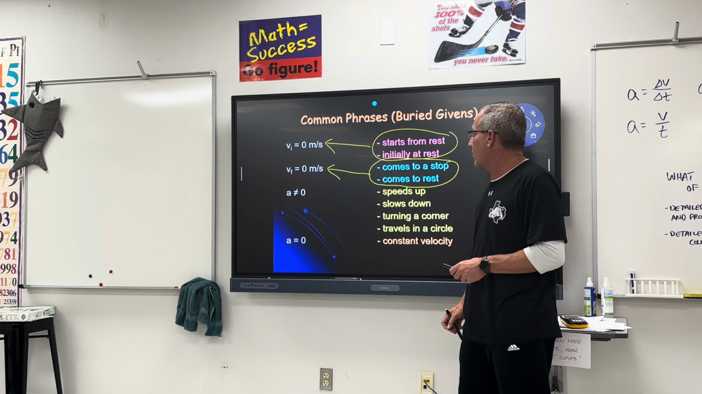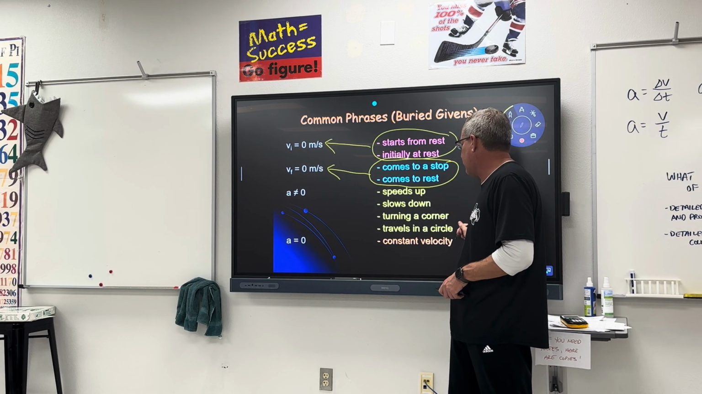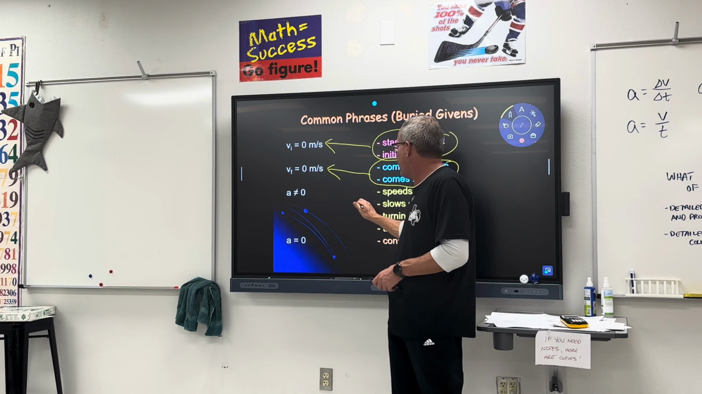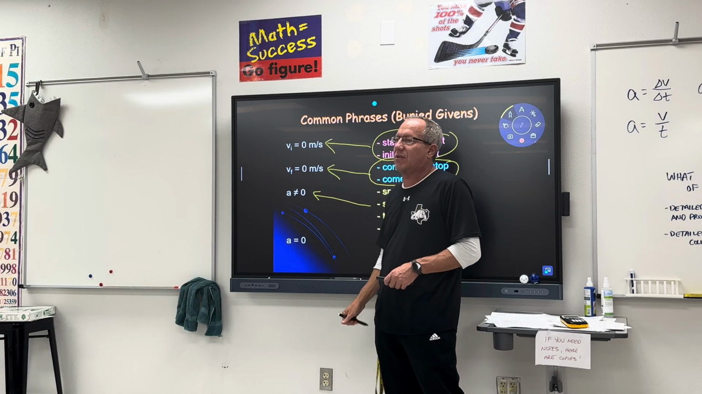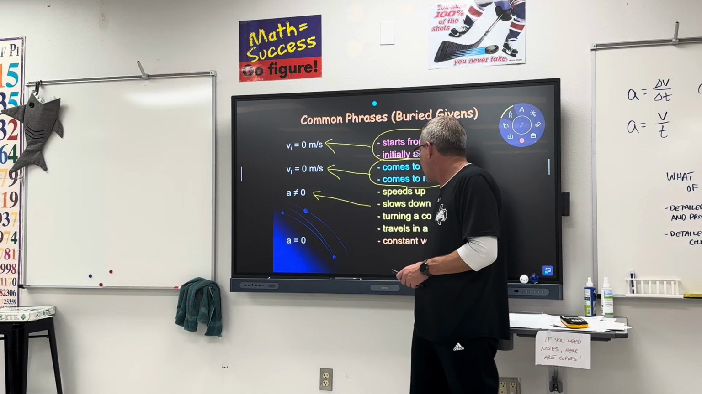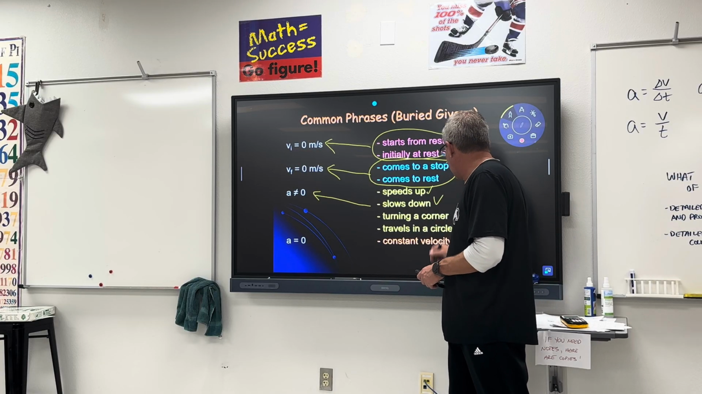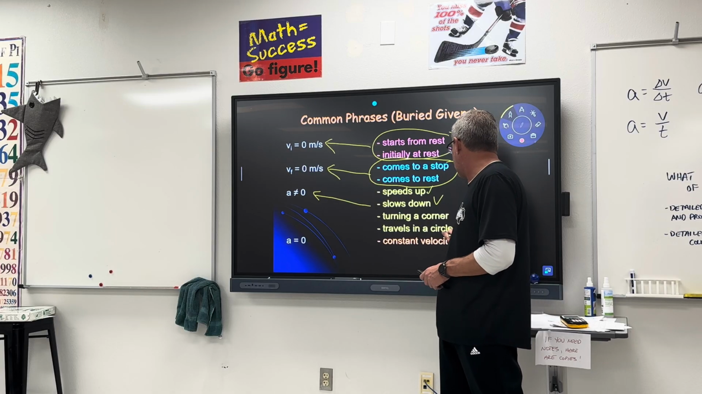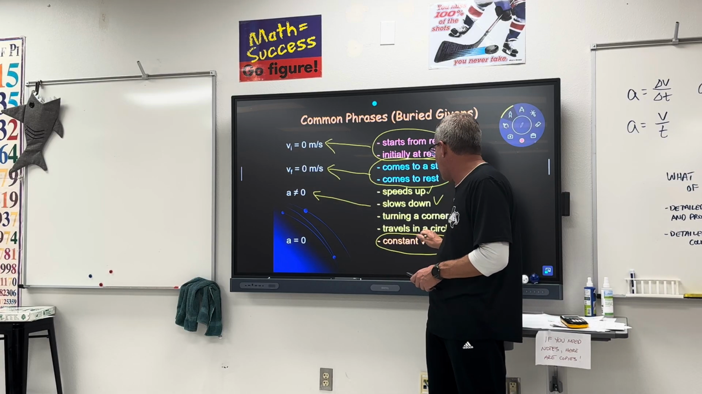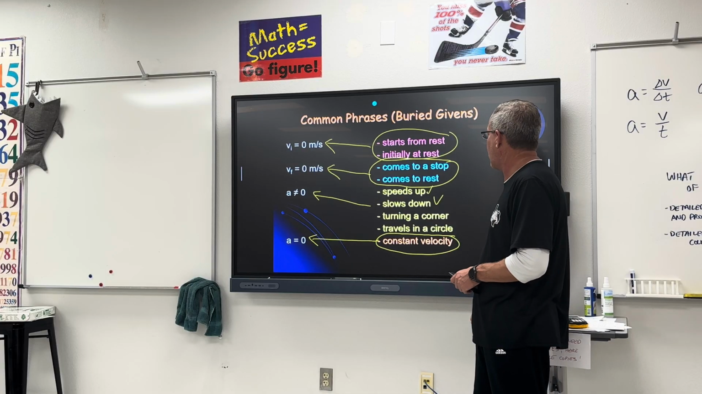Pretty straightforward. Buried givens. Something speeds up, slows down, turning a corner, travels in a circle, changes direction. That means you have an acceleration that's some non-zero value. There's acceleration going on. All right. Speeds up, slow downs are going to be the ones that you will usually see in what we're doing here. And then, of course, if something is going constant velocity, there is no acceleration. We talked about that. All right.